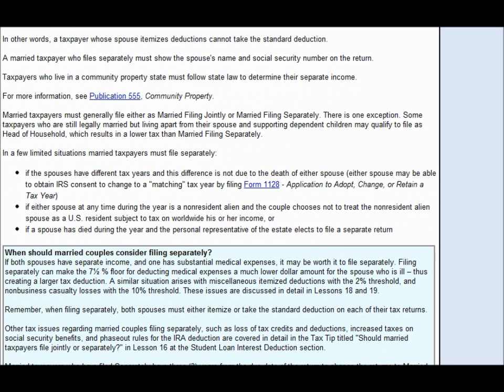Married taxpayers must generally file either as married filing jointly or married filing separately. There is one exception. Some taxpayers who are still legally married but living apart from their spouse and supporting dependent children may qualify as head of household, which results in a lower tax than married filing separately.